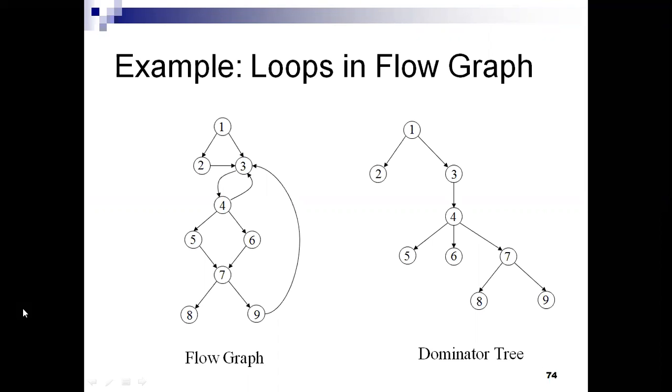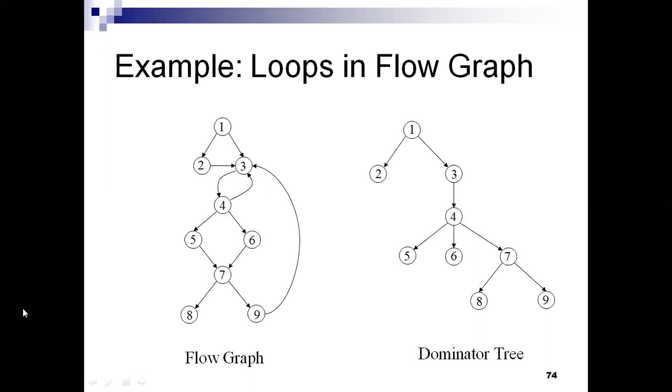Here node 1 is the initial node, and it dominates every node; because 1 is the initial node, it dominates the remaining nodes. Node 2 dominates no node because no node is under 2. And node 3 dominates node 4. Based on the directed path, we can say which node dominates which node.